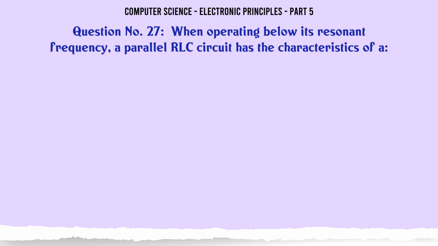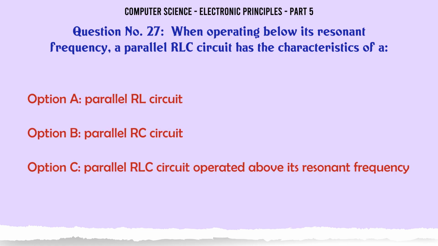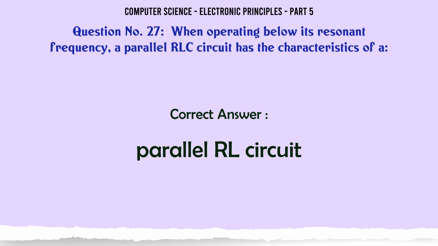When operating below its resonant frequency, a parallel RLC circuit has the characteristics of A. Parallel RL circuit. B. Parallel RC circuit. C. Parallel RLC circuit operated above its resonant frequency. D. Purely resistive circuit. The correct answer is parallel RL circuit.